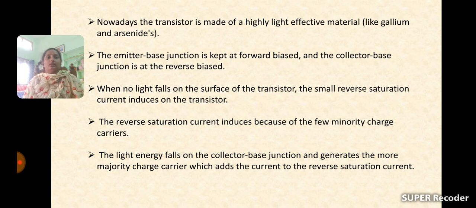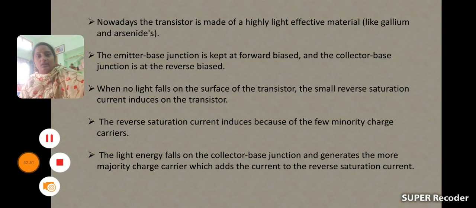What happened here? The transistor is made of a high light effect material. The emitter base junction is kept forward biased and the collector base junction is reverse biased. When no light falls on the surface, a small reverse saturation current is induced because of the few minority charge carriers. Is it clear? So the light energy falls on the collector base junction and generates more majority charge carriers which add current to the reverse saturation current.